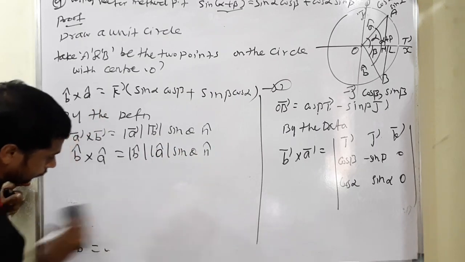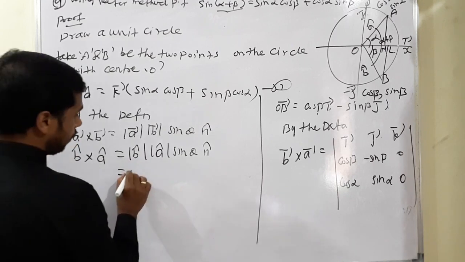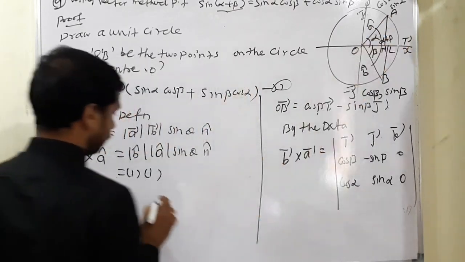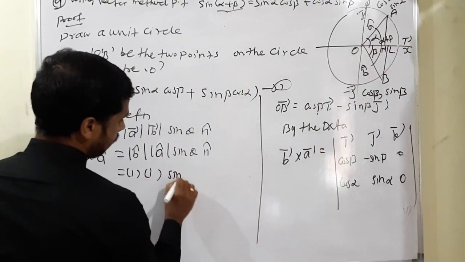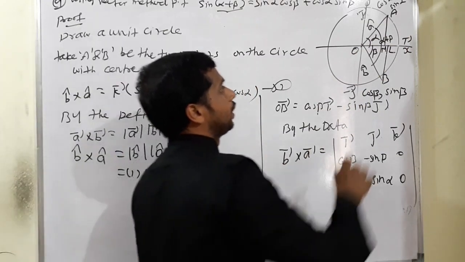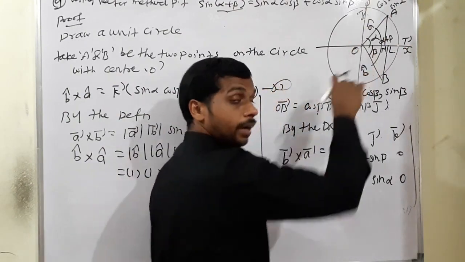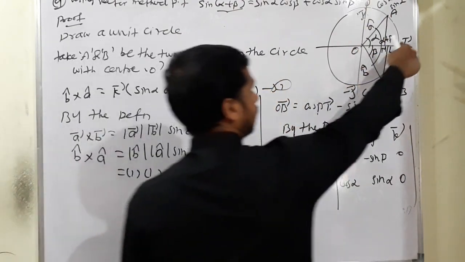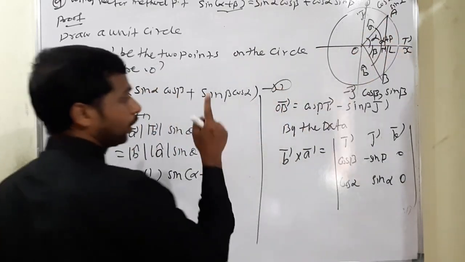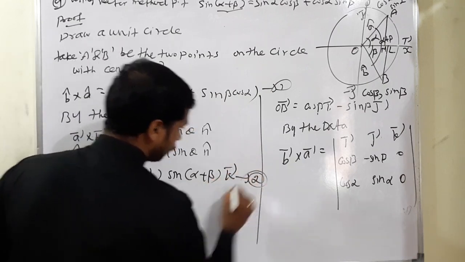Therefore, already we know B cap means unit vector, value we have 1. So 1 into 1 into sin theta, and already we know the angle is alpha plus beta, so sin of alpha plus beta. N cap means the line perpendicular to x and y. Since x is considered for i vector and y for j vector, the line perpendicular to both is considered for K vector. This is considered equation number 2.